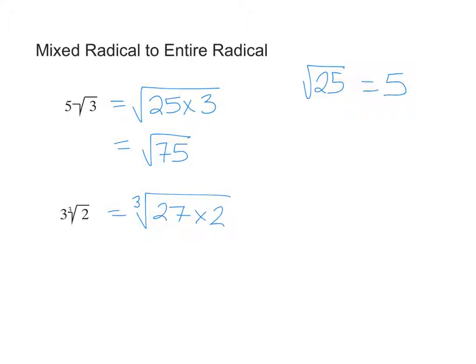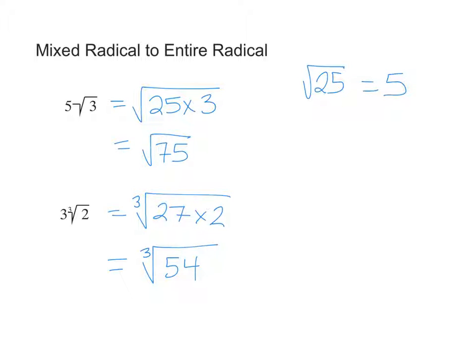But don't forget that little index of 3. I still need that there. And 27 times 2 is 54. So it's the cube root of 54. Can we keep that 3 then? So that's how you switch a mixed radical into an entire radical. And it is something that you need to be able to do, but it's not something that we're going to do very often because it's not extremely useful.